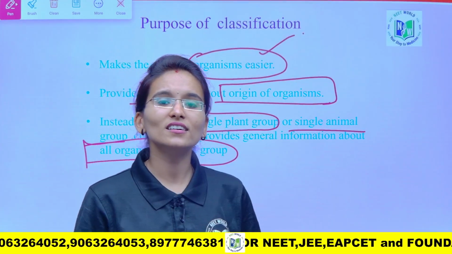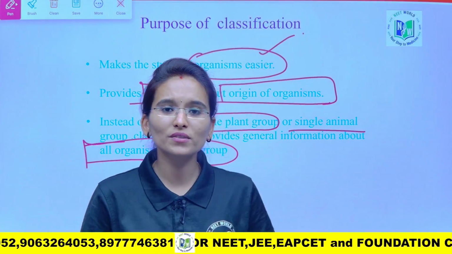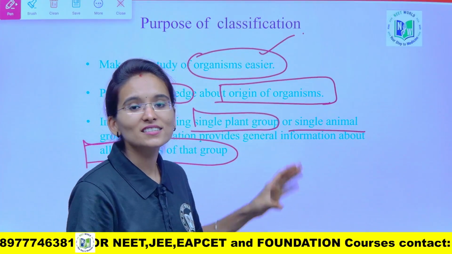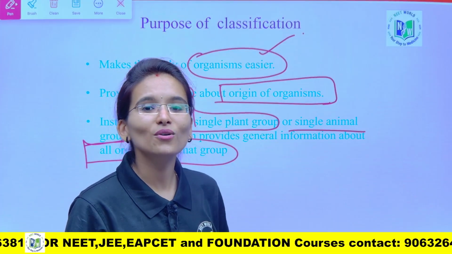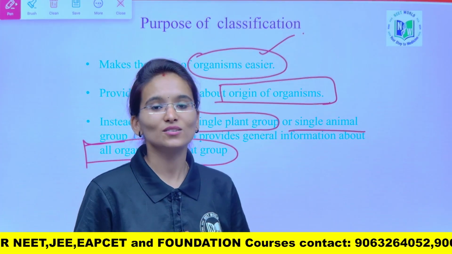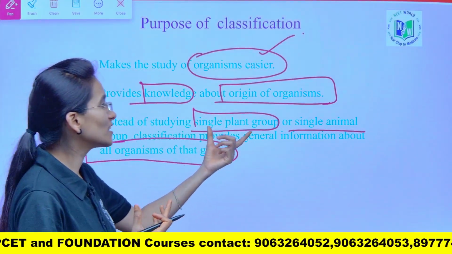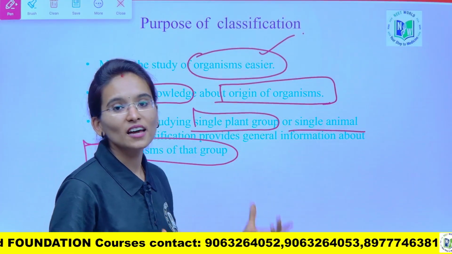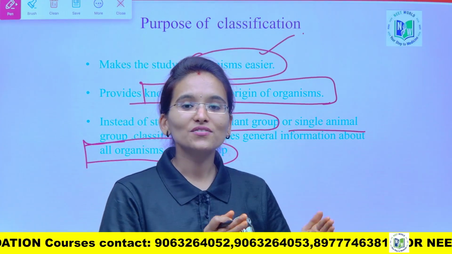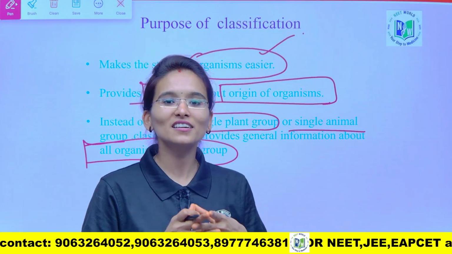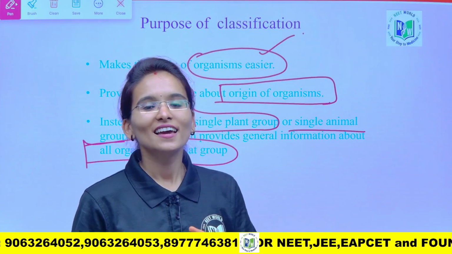So instead of learning about a single variety of plants, when we classify all the plants under the plant kingdom, then you are going to learn about their characteristics. It is going to make it easy for you to understand and to study a single plant group or single animal group. When you classify, you understand easily what the actual characteristics of those plants or animals are.